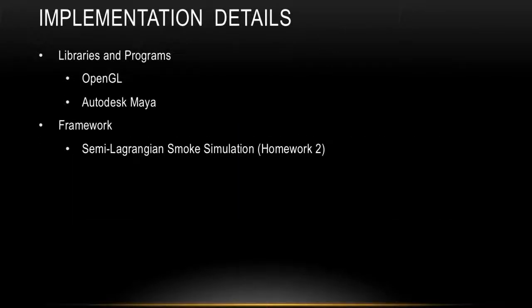The explosion system is originally rendered using OpenGL and is written in C++. The simulation data was also connected to a Maya node for higher quality rendering. The code framework for the system is the smoke simulation assignment from earlier in the semester.